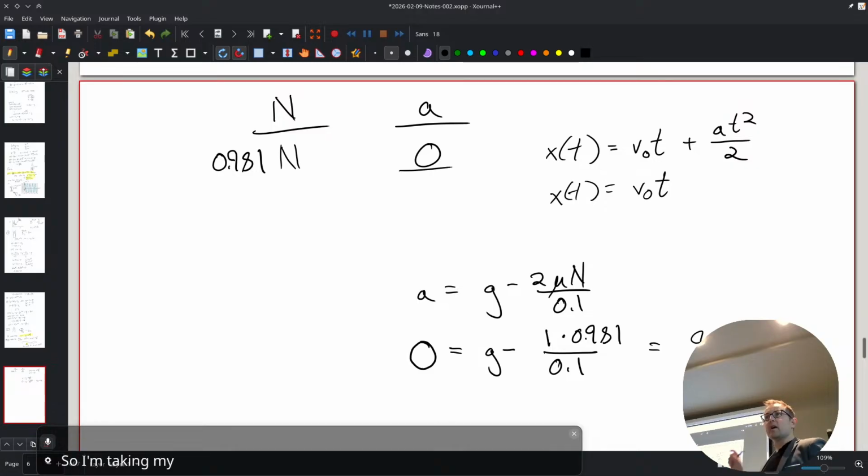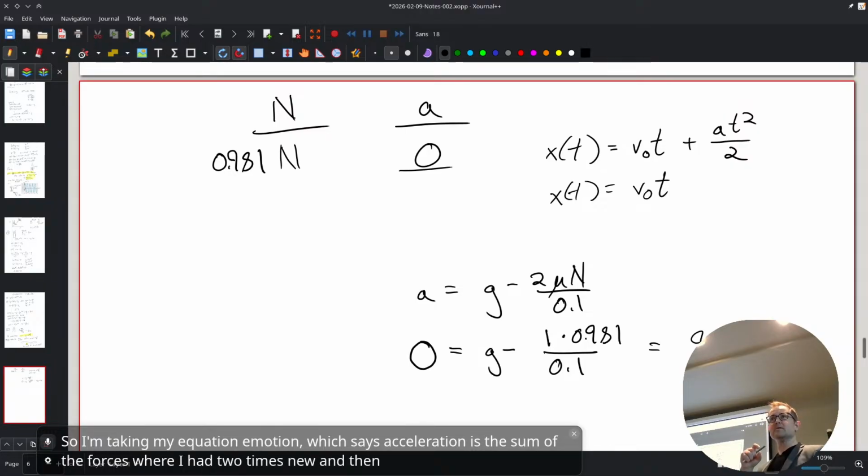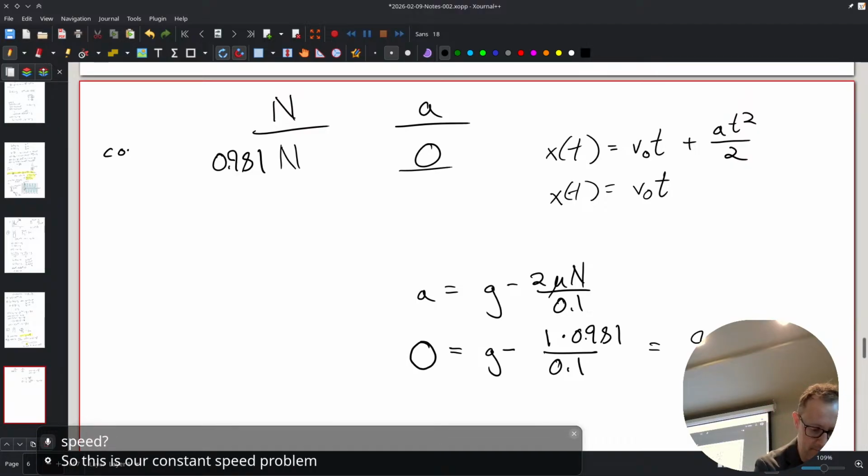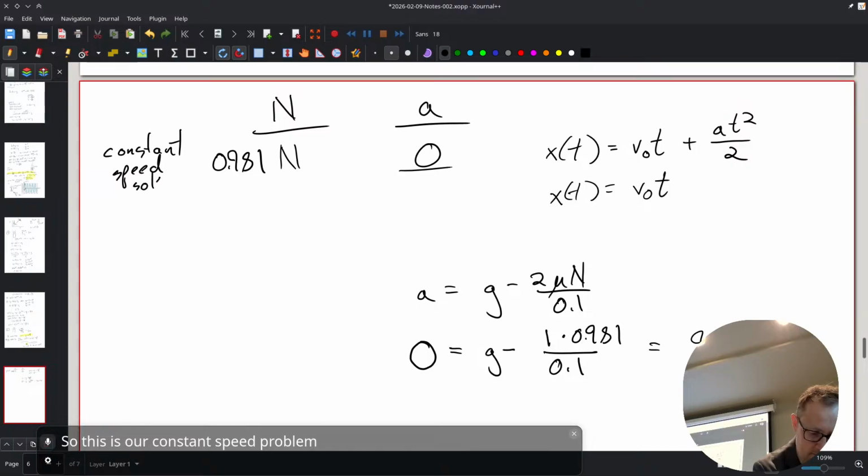So I'm taking my equation of motion, which says acceleration is the sum of the forces, where I have 2 times mu n and an mg. If I set those equal to each other, I solved a problem, but it's the problem of how do I put in enough friction that this thing stops free falling and has a constant speed? So this is our constant speed problem. Cool. That's a good start.